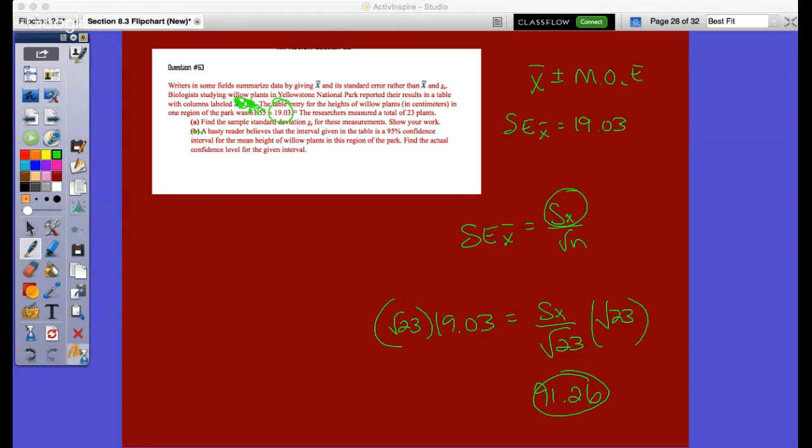Inverse T, Brianna. Inverse T. INV, inverse T, which is right below inverse norm. Okay. Just make sure you use inverse T. You could do that. Okay. Perfect.